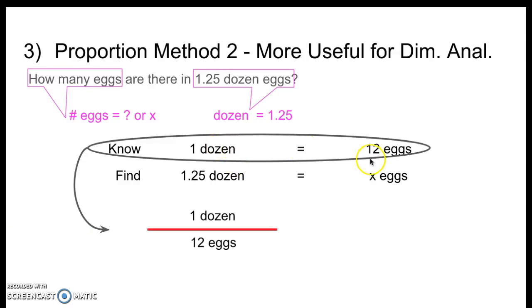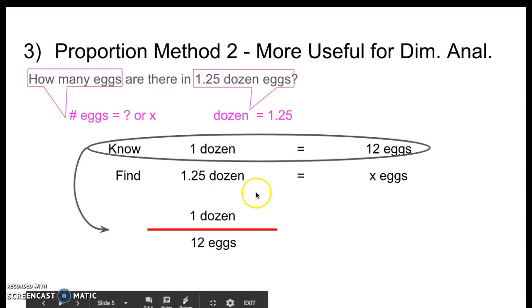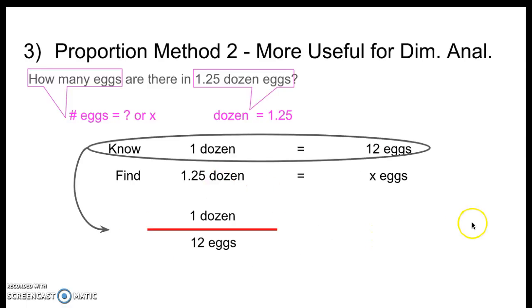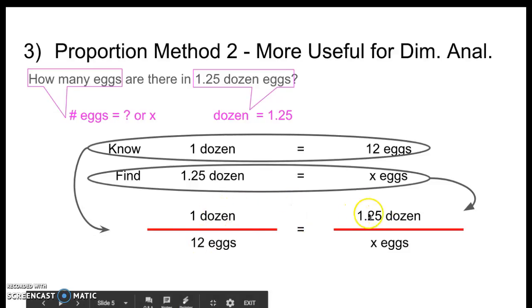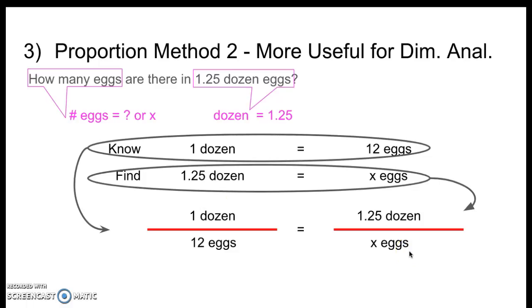We take 1 dozen and we're going to put it over 12 eggs, and that's where we get our first fraction. Then we're going to do the same thing with the second equation, our find equation, and take 1.25 dozen and put it over X number of eggs. Okay? Once we have that, we set an equal sign in between the two fractions because we know that if one dozen has 12 eggs, then 1.25 dozen will have a certain number of eggs that match that ratio.